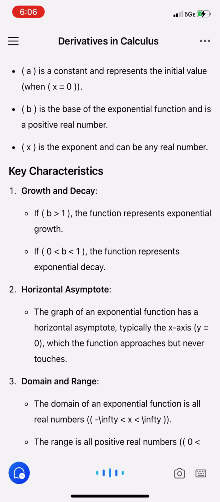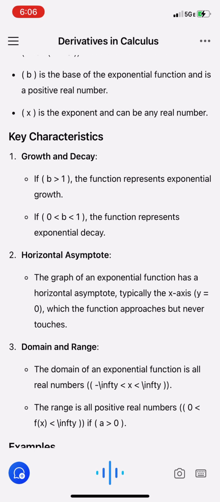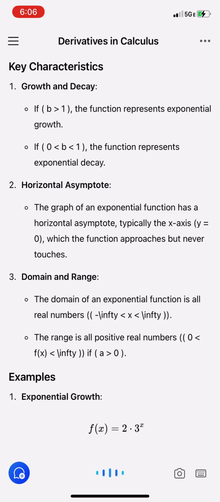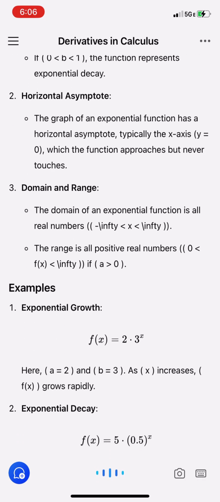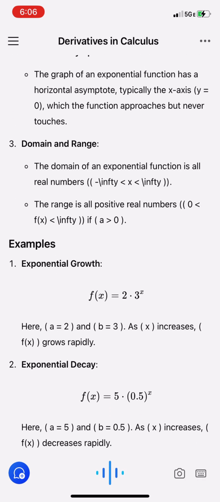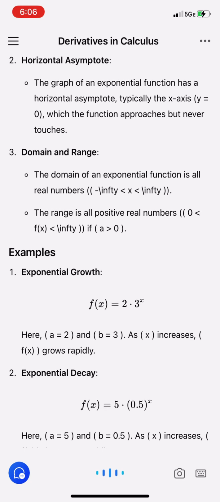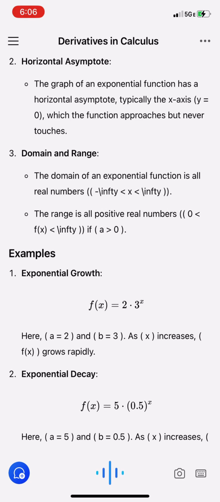Key characteristics. Growth and decay. If b is greater than 1, the function represents exponential growth. If b is between 0 and 1, the function represents exponential decay. Horizontal asymptote. The graph of an exponential function has a horizontal asymptote, typically the x-axis, y equals 0, which the function approaches but never touches.